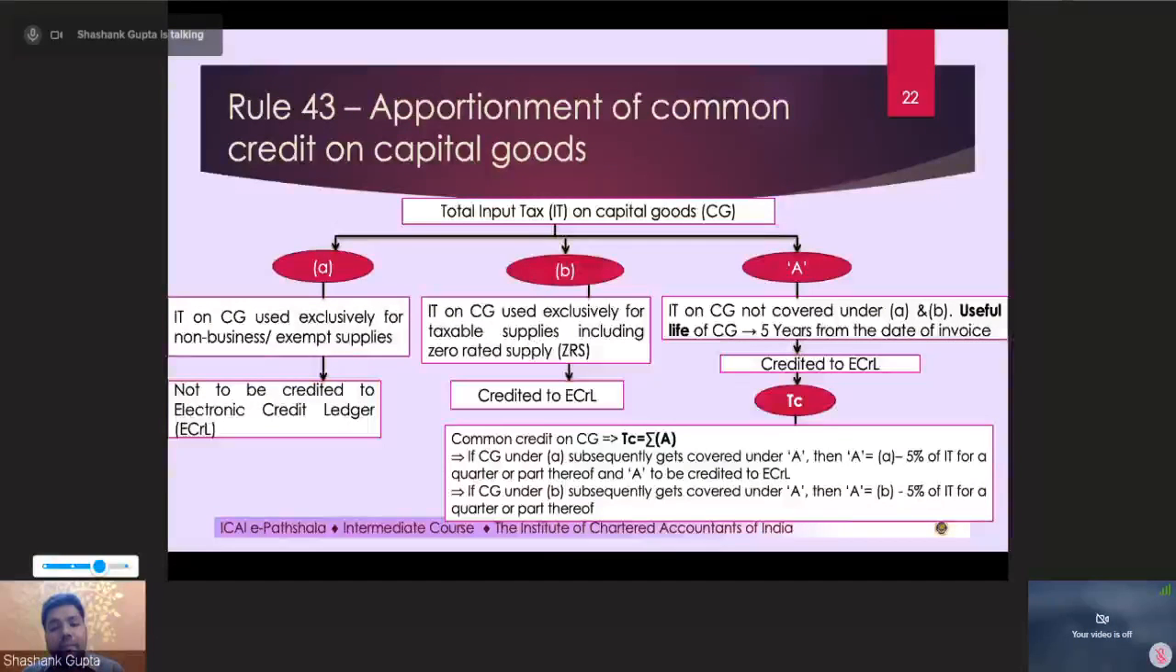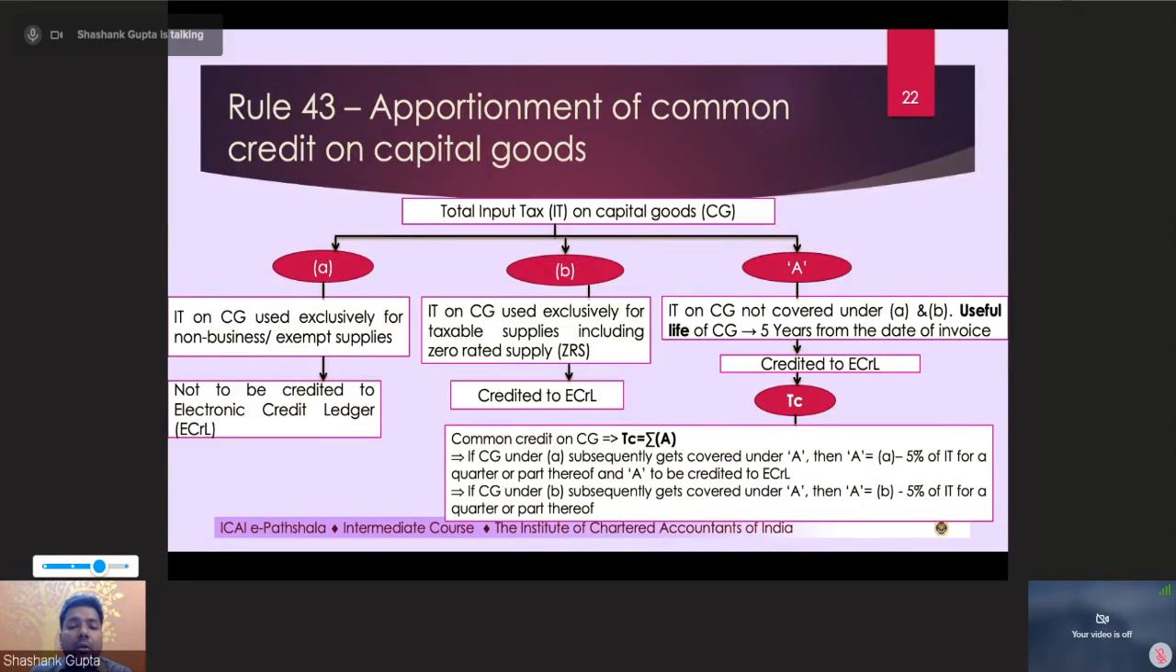Thereafter, this will be termed as common credit on capital goods, that is, that credit on capital goods which are being used for taxable as well as exempt. Now, here there could be some more cases, and this is slightly a technical aspect, so please be with me, don't ask me to repeat, okay? I'll take this slowly so that it is clear to every one of you.